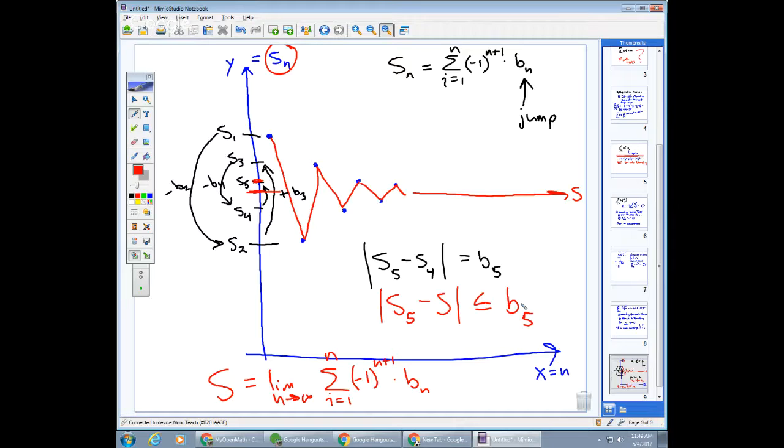Now, I can take it a step farther. Let's see, I'm running out of colors here. S6 is going to be somewhere down here. And so the difference between the fifth partial sum and the actual sum is actually less than that next term also, right? And think about it, what's bigger, b_5 or b_6? Yeah, b_5 is bigger. The b's have to be shrinking consistently. If they don't shrink consistently, this doesn't work, okay?